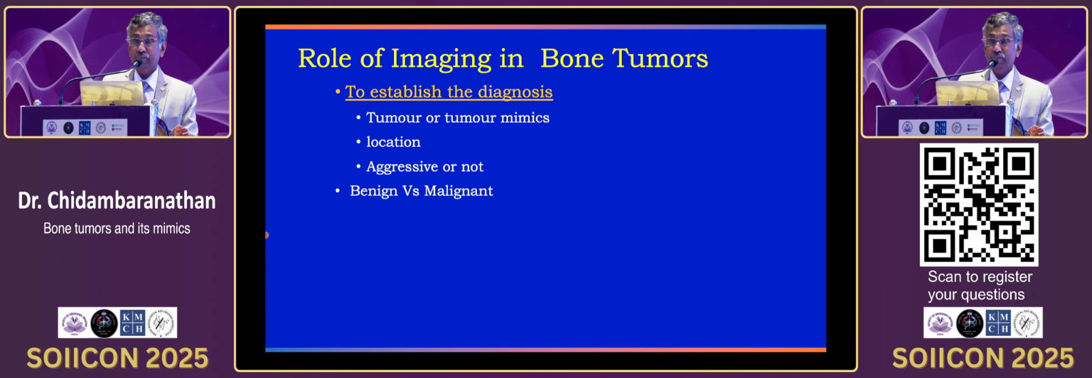Firstly, we have to say whether this is a tumor or a tumor mimicker. That is a very challenging topic. Sometimes it may be a normal variation, or dysplastic, or a tumor-like thing, or a real tumor. Imaging will be helpful for the location, how much, and which location.